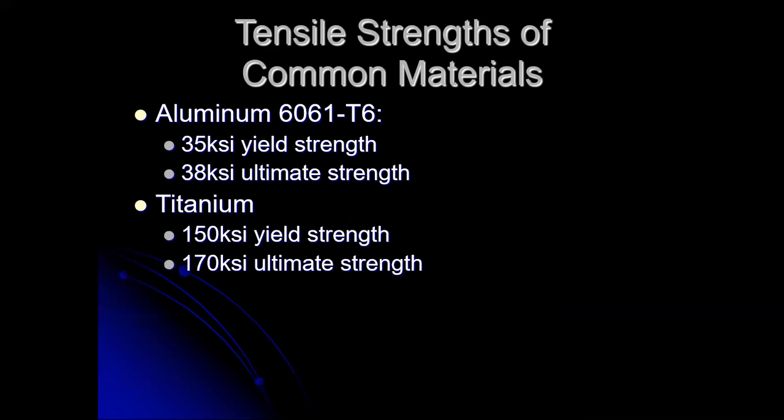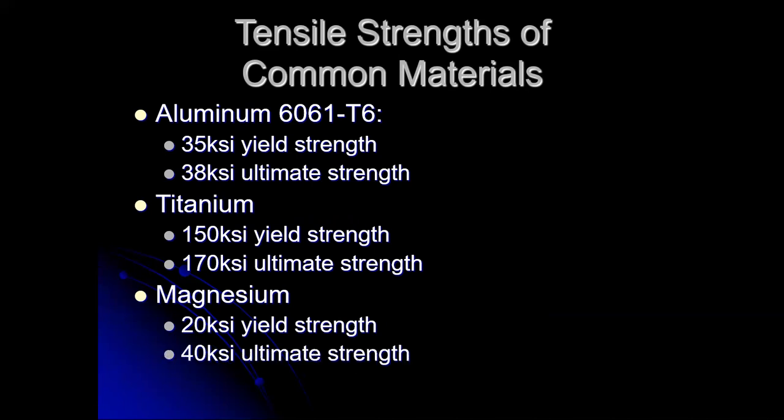Titanium, I mentioned that one already. And for good measure, here's magnesium. Magnesium has a 20 KSI yield strength. That means we can hang 20,000 pounds of force on a square inch of magnesium, and it won't permanently stretch out. I'd have to double that load to get it to break. So those are our common strengths of materials.